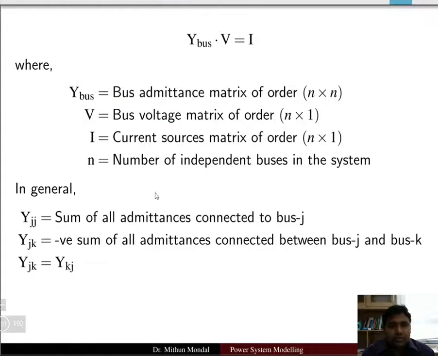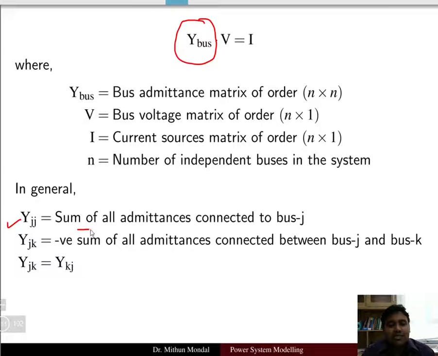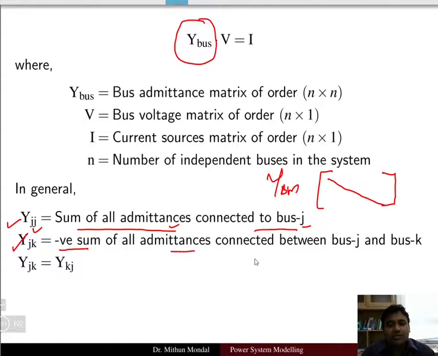Having known the current injection and current leaving the buses, we can easily obtain the voltage in the buses. Now, a special note on the Y bus: the element Yjj, the diagonal element, is the sum of all admittances connected to bus number j, whereas Yjk is the negative sum of all admittances connected between bus j and bus k. And we know that Yjk will be equal to Ykj.